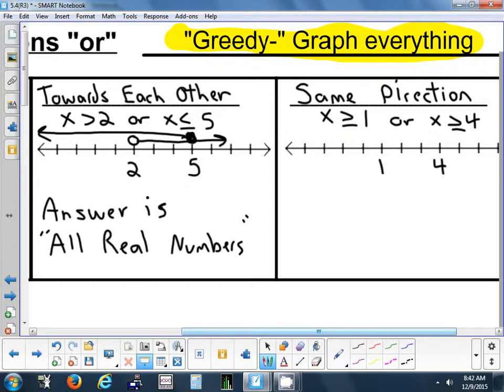What do people think? In terms of greedy, think which one would be bigger? Which one would cover more numbers? This one, right? It's exactly closed dot here.